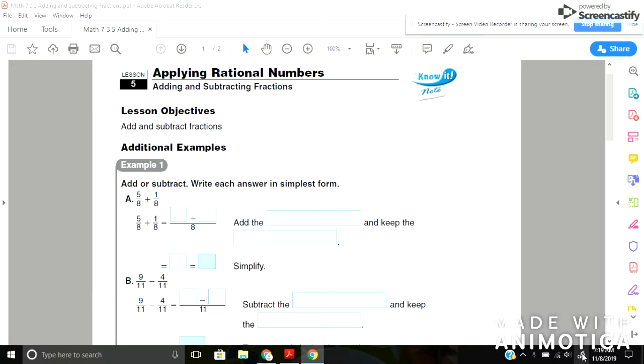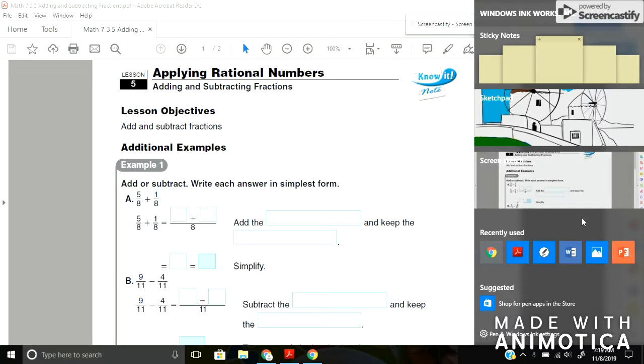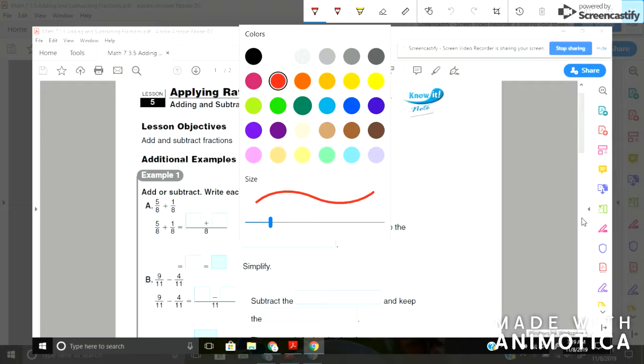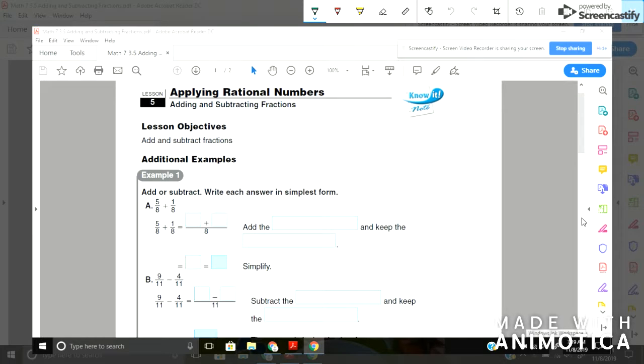Okay, we've done adding and subtracting decimals, where our rule was to line up our decimals, and for adding and subtracting fractions, we'll have a different set of rules that we need to follow. Okay, and that main and most important rule is to get like denominators.